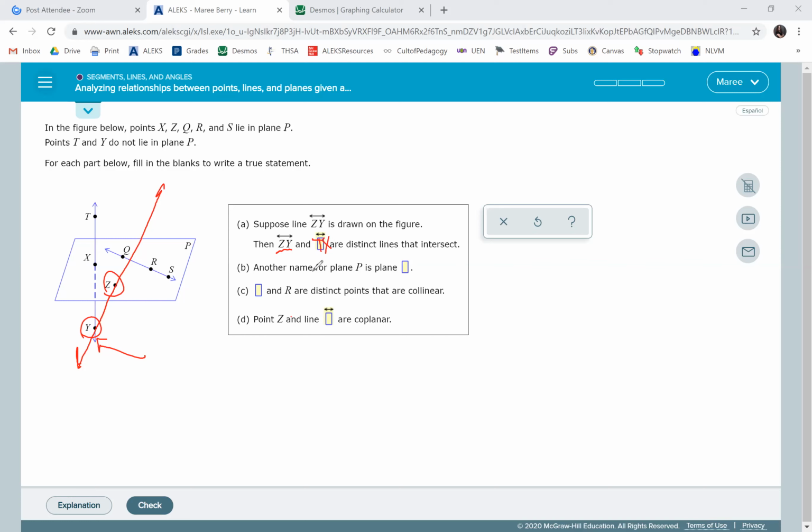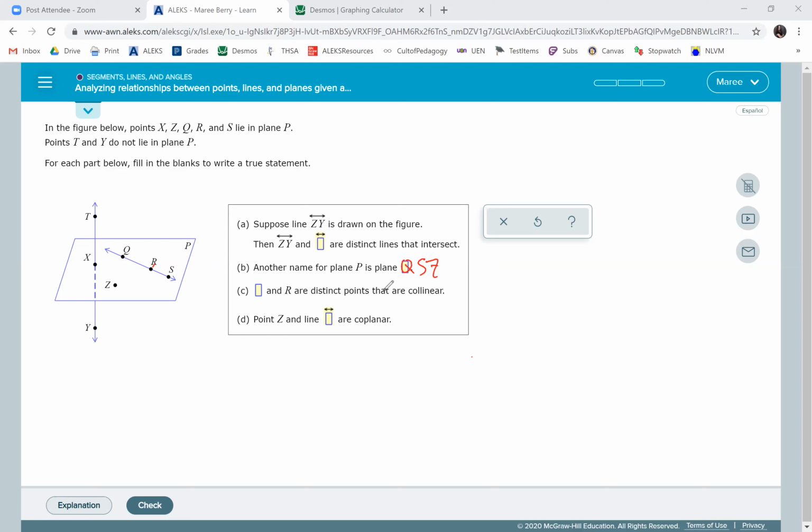So another name for plane P. Remember, we need 3 letters for the plane, and it has to be points that are in the plane that are not on the same line. So I can't do QRS together, so I'm going to take away R. So I'm going to do QSZ. That would work.